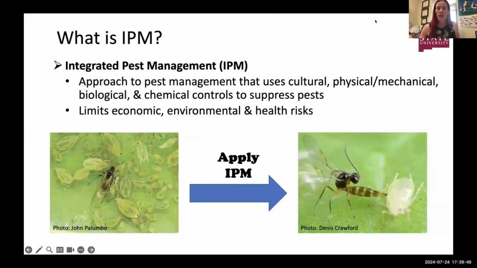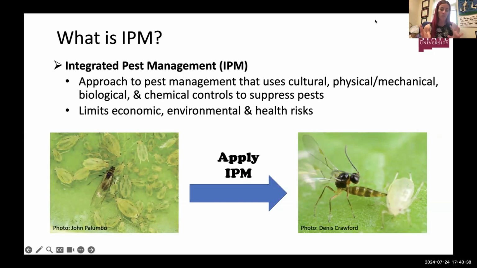So, what is IPM, or integrated pest management? Basically, it's an approach to pest management where you're using cultural, physical, biological, and chemical controls to help suppress pests. So, yes, insecticides are a part of that, but the idea is that you save those for later. You save the more toxic intervention using insecticides for later. So, you use these other methods first. And this is so that you limit economic, environmental, and health risks. So, not just dumping a bunch of insecticides out into the environment. And also, if you are using insecticides, trying to use ones that are less toxic, for example, not using broad spectrum insecticides and trying to find something that's more selective if available.